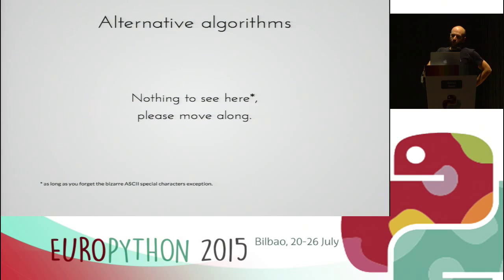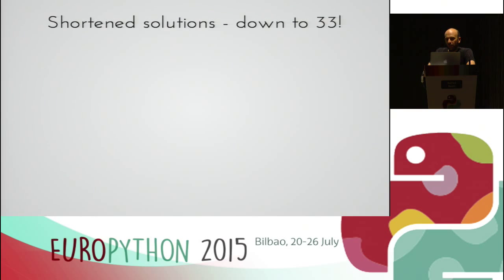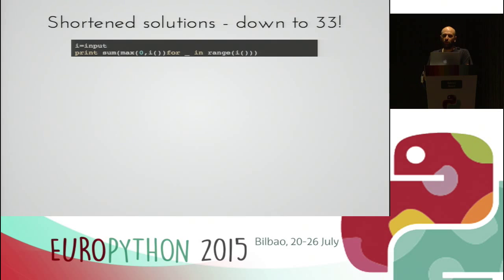Now, second step is to try alternative algorithms. If you don't read the fine print, like you forget that you have a bizarre special ASCII character exception, there's nothing to see. I mean, you're just summing numbers. Let's start looking at it as a standard code shortening solution. First, these are all tricks that you can find on the web. It's quite an involved process in understanding what works and what not, and it's very nice, and you spend a lot of sleepless nights doing it, but it's more or less standard.